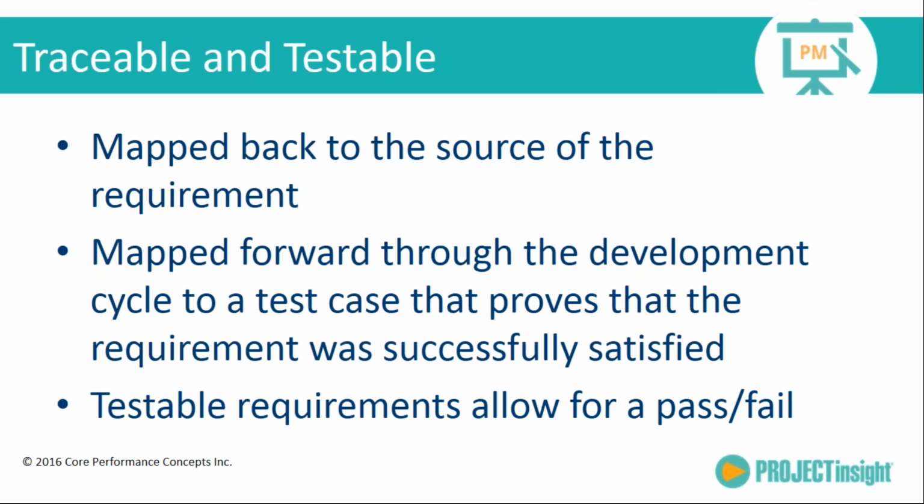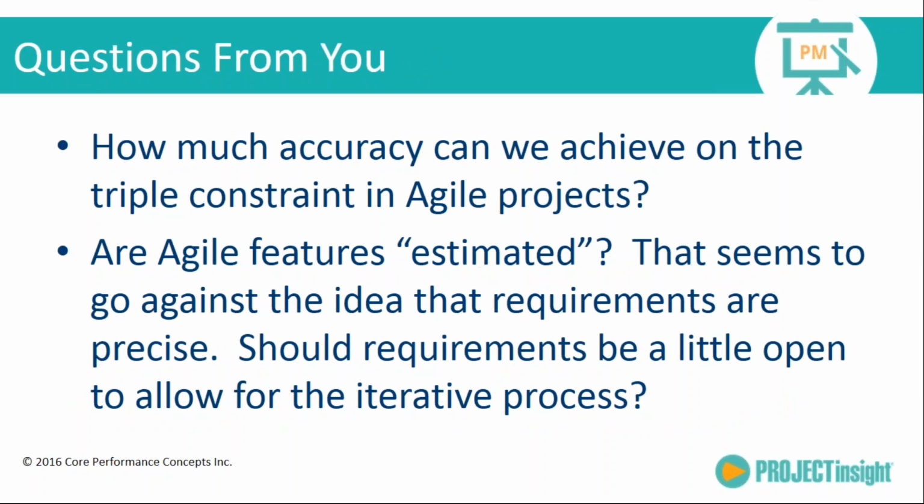Awesome. Okay, cool. I've got a couple last questions here before we close it, and we'll see if there are any other questions. The last two questions from the audience from the other week: how much accuracy can we achieve on triple constraint in Agile projects? Again, triple constraint is time, cost, quality, or time, scope, and cost. And you can put scope and quality together.